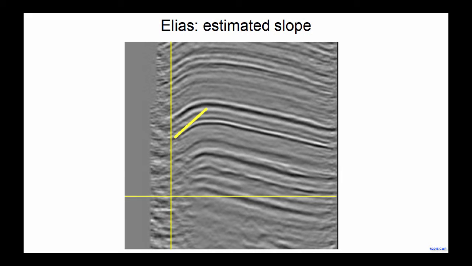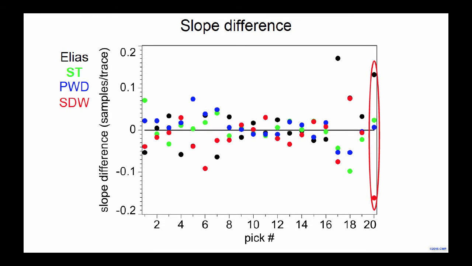So here I have a line segment that represents the slope that I estimated by hand. And if I move to the structure tensor method, we see it's a slightly shallower estimated slope. If I move to the plane wave destructor, it's slightly steeper. You have to look very closely to see this difference. And if I move to the smooth dynamic warping, it is also slightly steeper. Okay, so now we see that these differences in slope are very minor. And for each of these different methods, we could reasonably say that each of them estimated the slope very well.